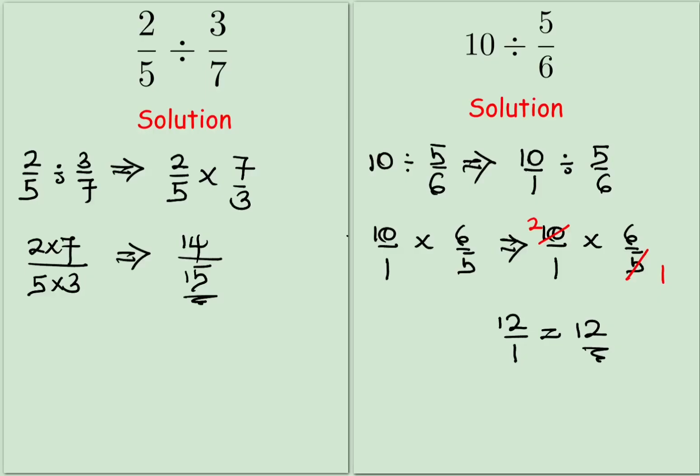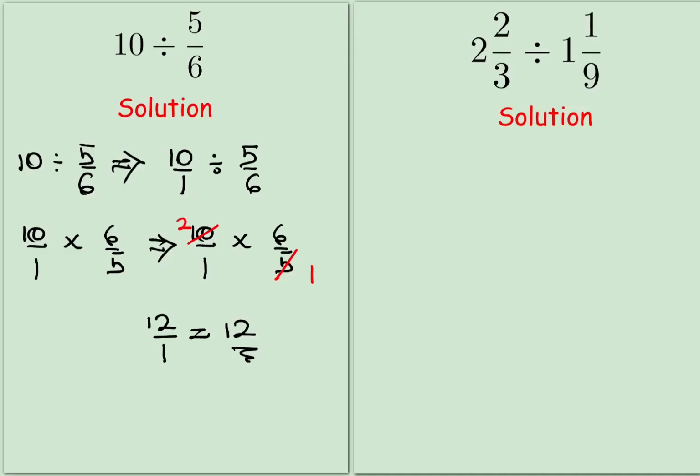Let's look at our last example, and this time around we'll be dividing a mixed fraction by a mixed fraction. For this example, you have 2 whole number 2 over 3 dividing 1 whole number 1 over 9. What do we do? You first of all change them into their improper forms. So I have 2 times 3 giving us 6, 6 plus 2, we have 8. So 8 over 3, divided by 1 times 9 giving us 9, plus 1, which then gives us 10. So we have 10 over 9.